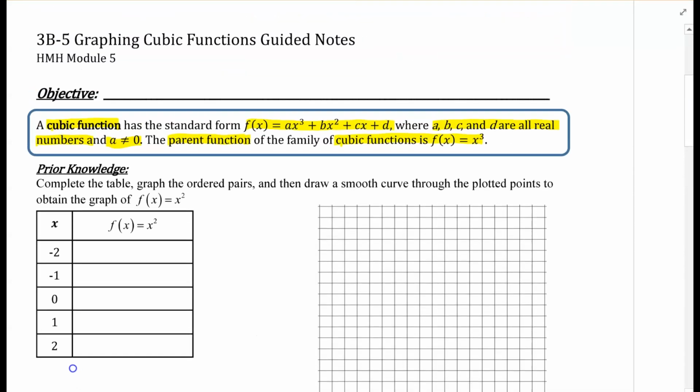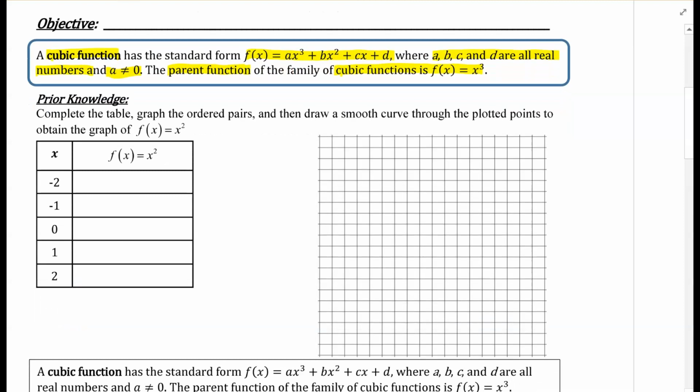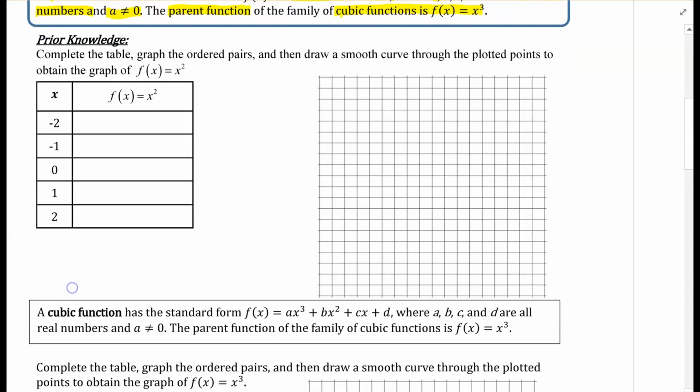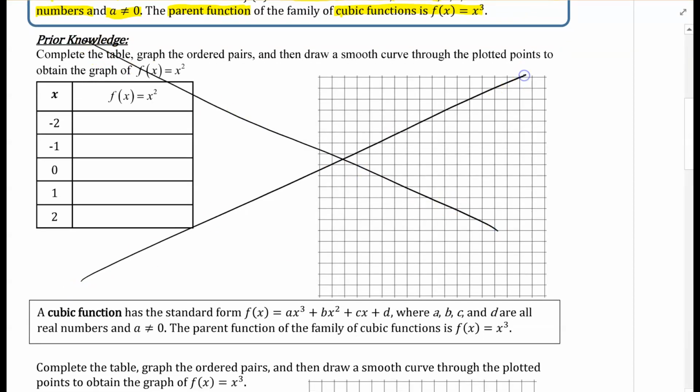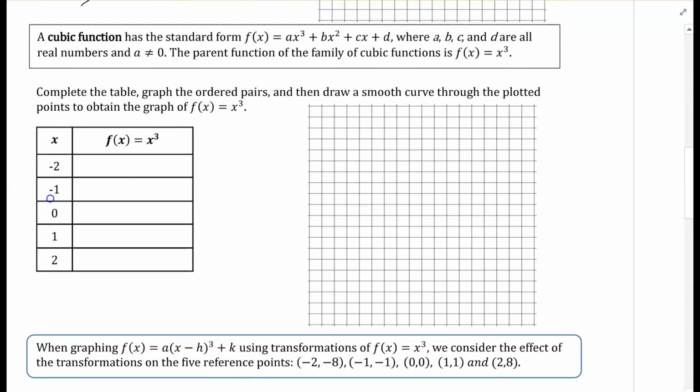So you should have a copy of these guided notes. Some of my students were requesting for me to go over what you should be writing on your guided notes, so I figured I'd do the video on the guided notes. But for the sake of time, I'm going to skip the prior knowledge, so I'm going to cross this out. I'm not going to spend time graphing the quadratic function. I don't want this video to be too long.